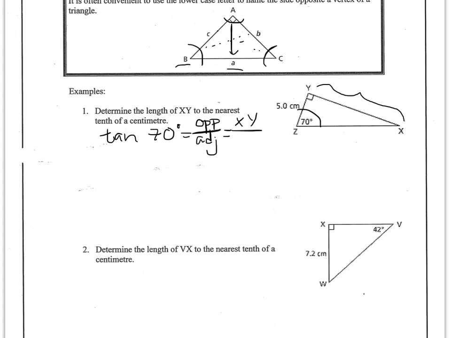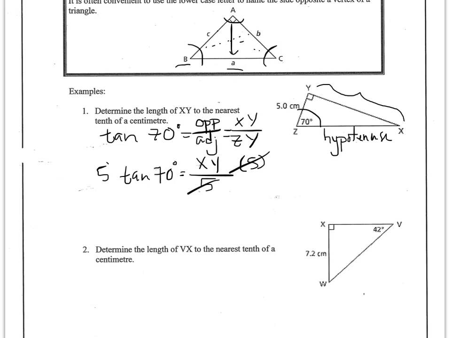Sorry, I'm going to clean that up a little bit. That is the hypotenuse. So our adjacent side is zy. I can plug numbers in here. So my tan of 70 degrees equals xy over 5. I'm going to multiply both sides by 5 so that they cancel. Okay, so I end up with xy equaling 5 times the tan of 70 degrees.